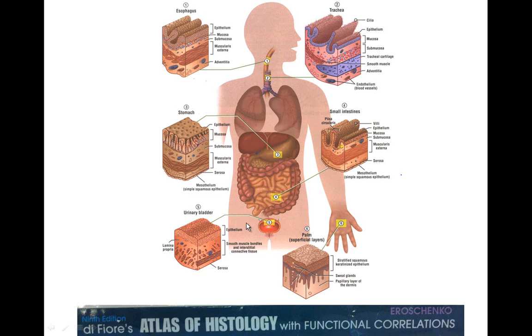of different types. It all depends upon the function, whether it's ciliated to move mucus out, or transitional so it can stretch as needed, or simple columnar to aid in absorption. We have these different types of epithelium, and their shapes and number of cell layers facilitate their function.